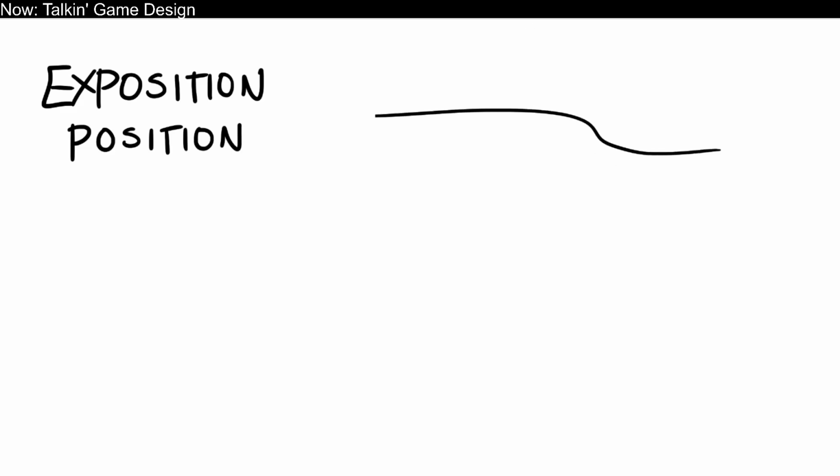Hey everybody, let's talk about exposition position. If you have a game with a plot, you've got exposition, there's no way around it. But when do you have exposition? When do you tell the player the things the player needs to know?